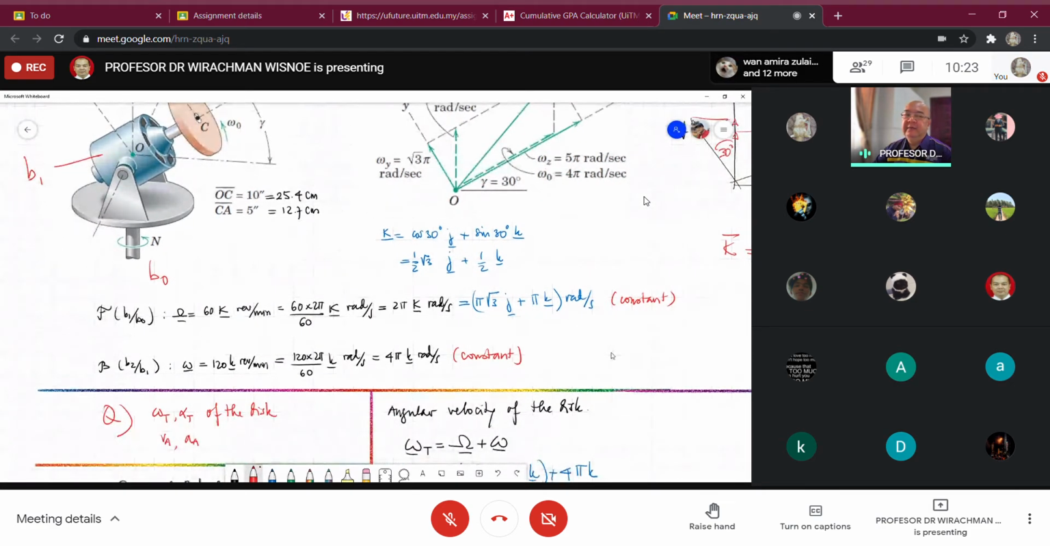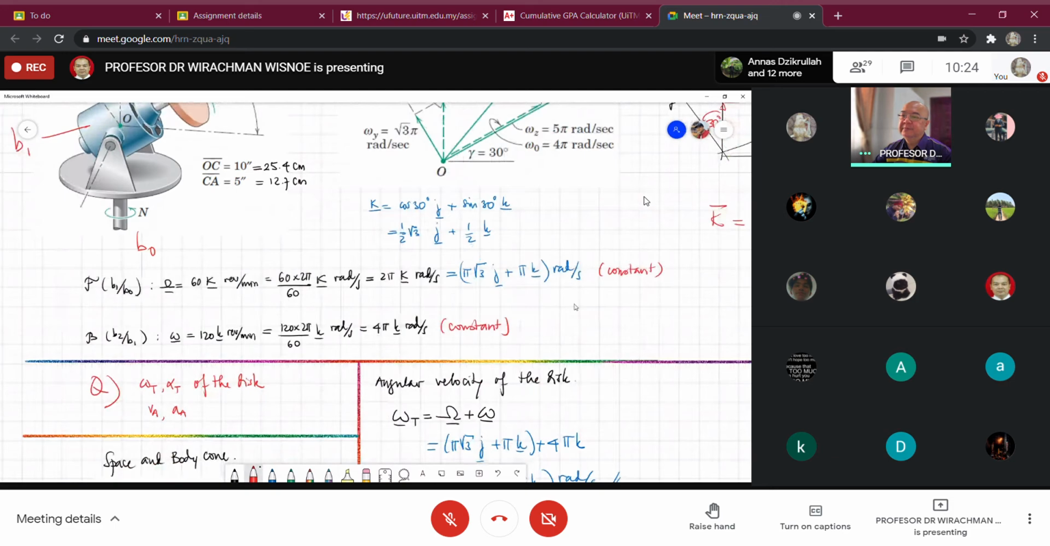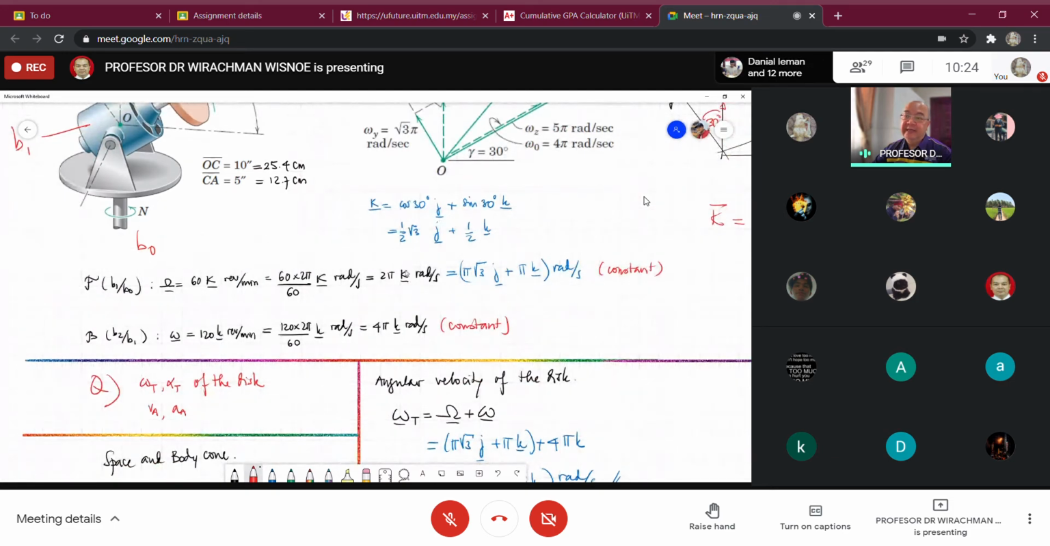Okay. In this problem, the value is given in revolution per minute. We know that one revolution is 2 pi radian. So you multiply with 2 pi and then divide by 60 because we have minutes here. So we have it in radian per second. Okay, in the direction of K, capital.